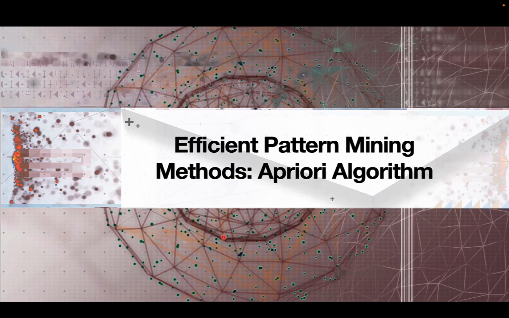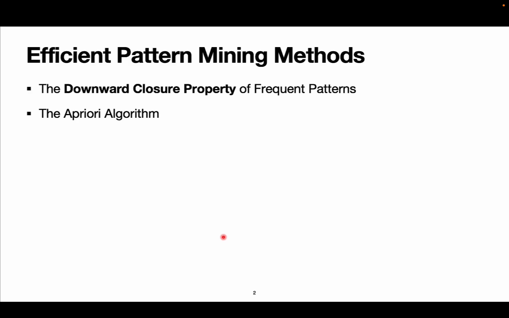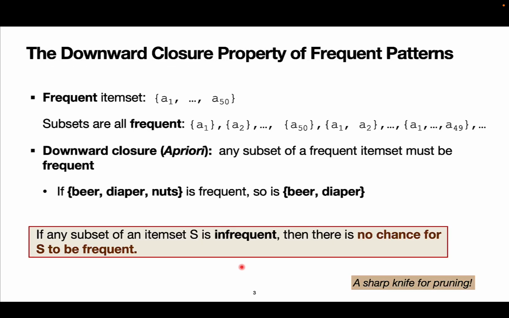In this lesson, we will discuss the a priori algorithm for finding frequent patterns efficiently. We will start with discussing the downward closure property of frequent patterns, which is the core idea of how the a priori algorithm prunes infrequent patterns. The downward closure property of frequent item sets states that any subset of a frequent item set must also be frequent.